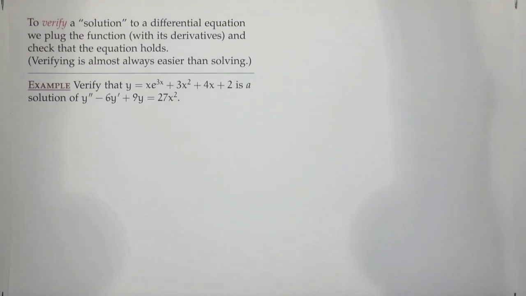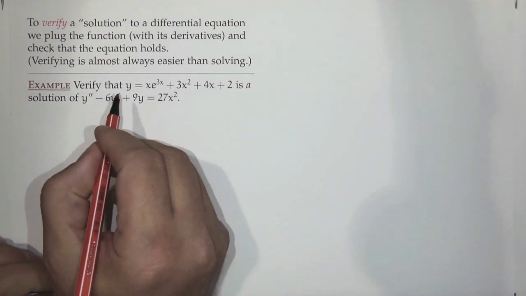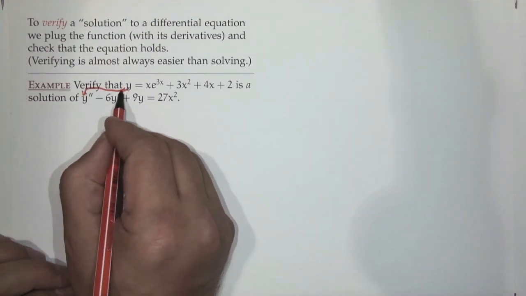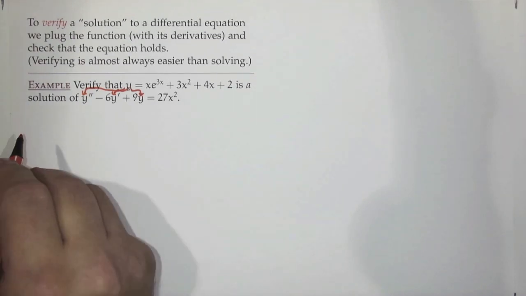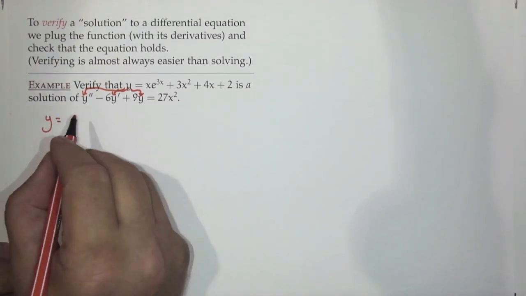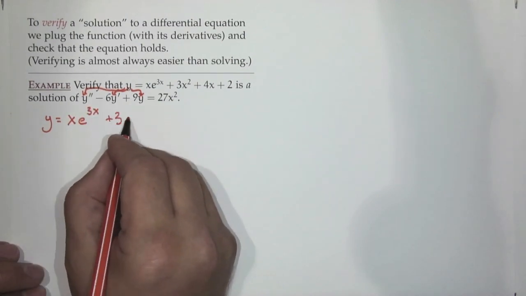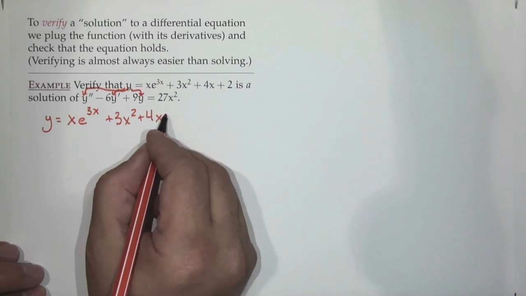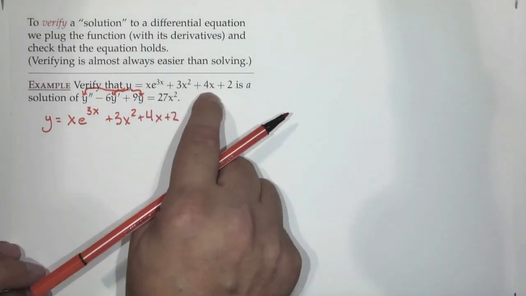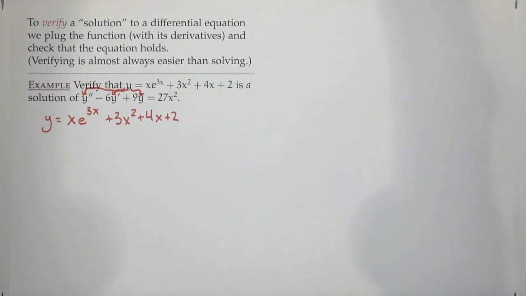Now, what do we mean by plug it in? Well, it means we take this y and we plug it into each place that involves y. There are 3 places that involve y: there's that y double prime, there's that y prime, and then there's the y. And we just plug it in and we check. So, how do we start? Well, the best way to start is to look at our pieces. So we have x e to the 3x plus 3x squared plus 4x plus 2. I'm just copying right now. Nothing too bad. What's the next thing we should do?